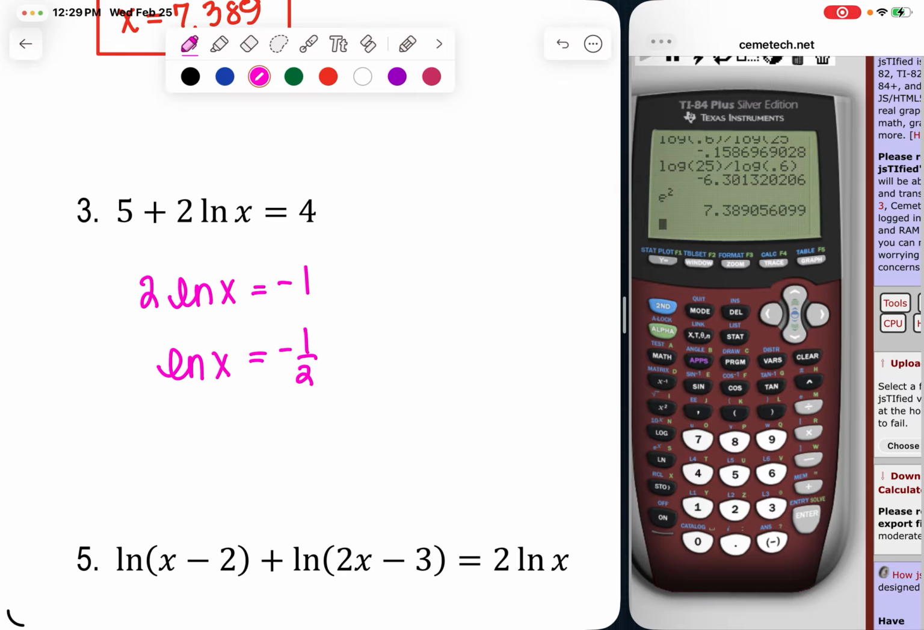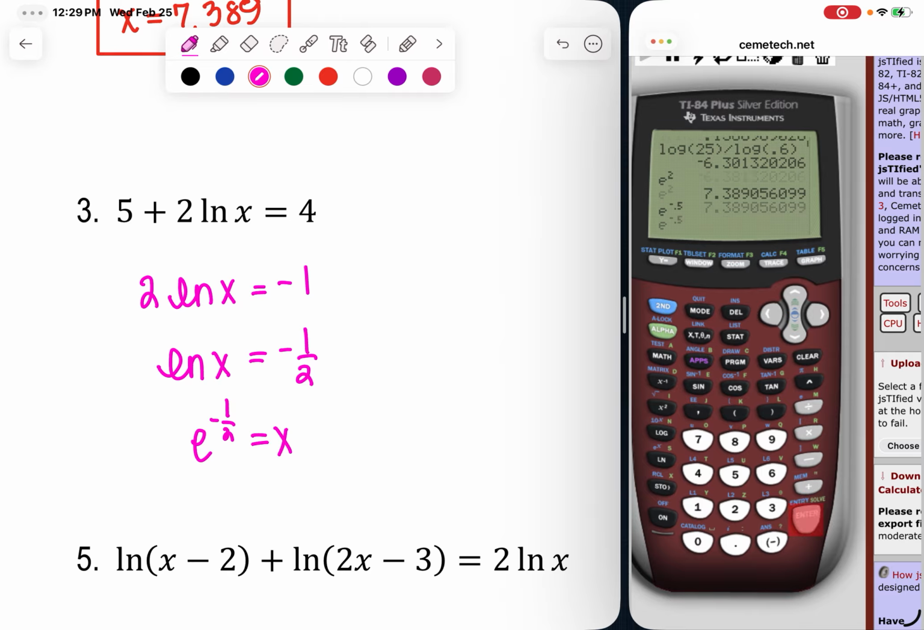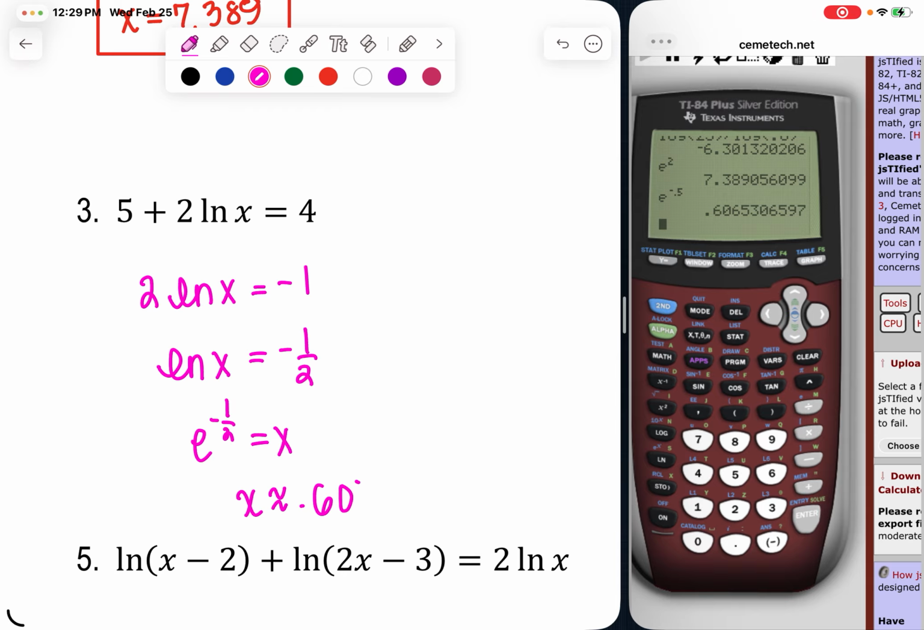And then I already know I could stop right here, right? No, I don't need to stop right here. I was going to say I can't have that answer, but I can. E to what power? E to the -1/2 power gives me x. It can have negative exponents. That's my exponent. All right, so e to the -0.5 equals, x is approximately 0.607.